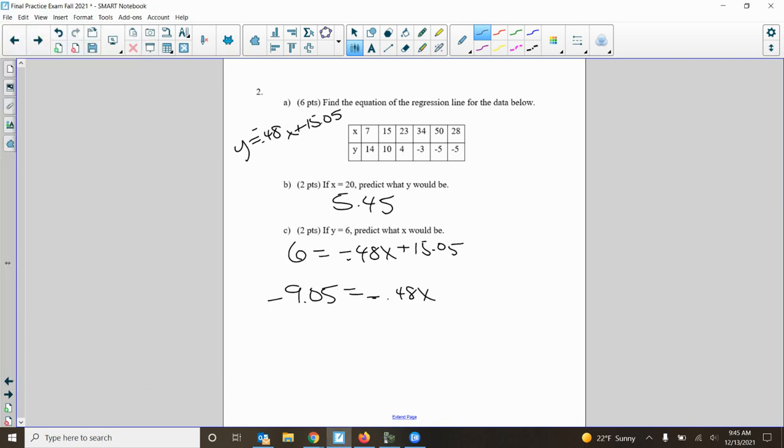X is 18.85. If you look at that data, it makes sense. Somewhere between here and here. Seems reasonable. Questions on regression, predictions, that kind of stuff? I think we got one more to go.